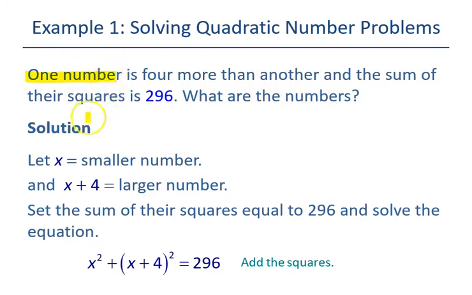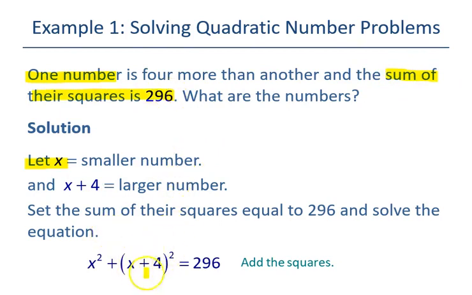Ask yourself these questions. Does it give us the number? Well, no. So let x be the smaller number. Let it be our variable. And that number is 4 more than another number. Well, what's the other number? It's the larger number, and then they add 4. Well, what's the sum? The sum of their squares is 296.